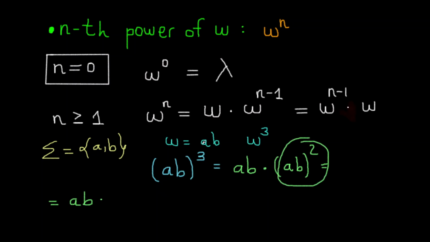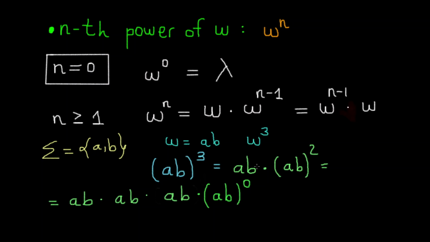And here if we apply the definition again, now the value of n is 2. So this is equal to the word W, which is ab, concatenated with the word W raised to the power of n minus 1. Since n is 2, n minus 1 now gives us 1. So we have ab raised to 1. And here finally we apply the definition again. Now the value of n is 1, and so this is concatenated with the word ab raised to n minus 1. Since n is equal to 1 now, n minus 1 gives us 0.